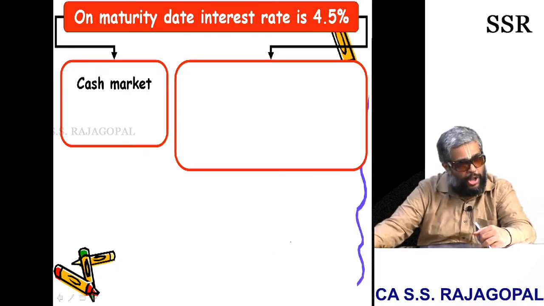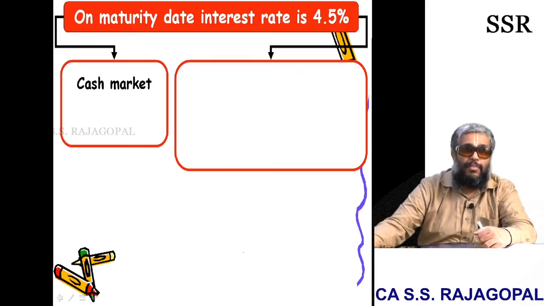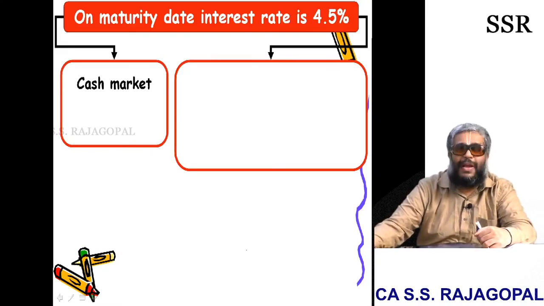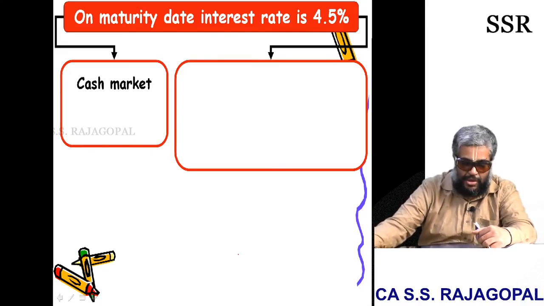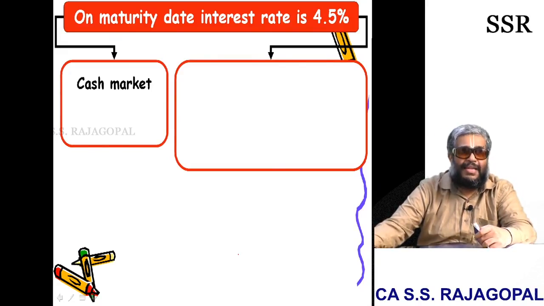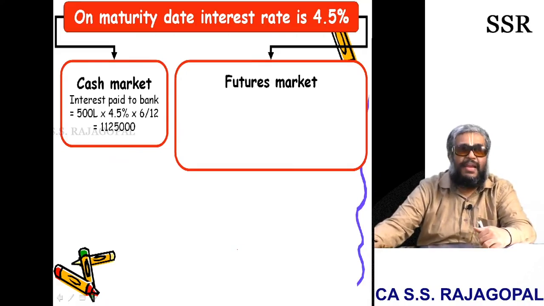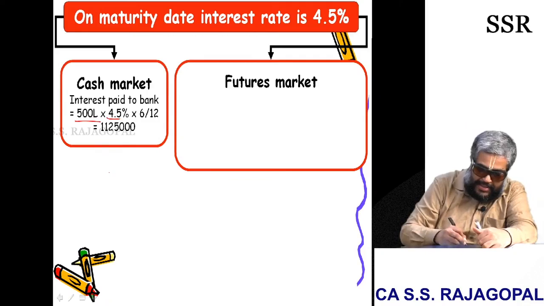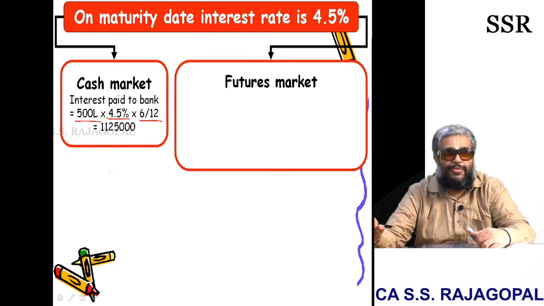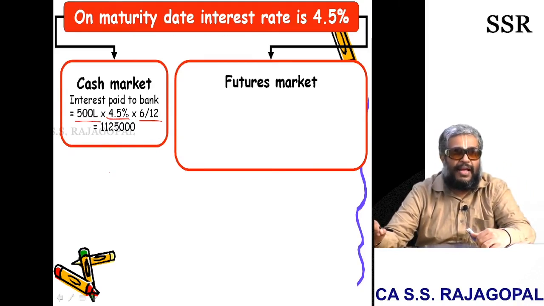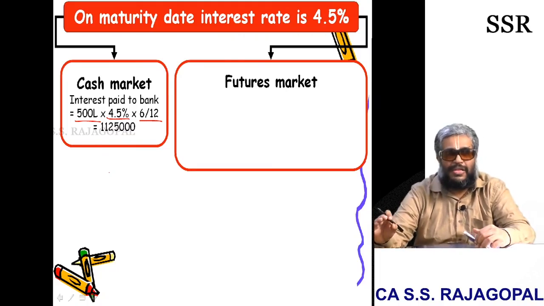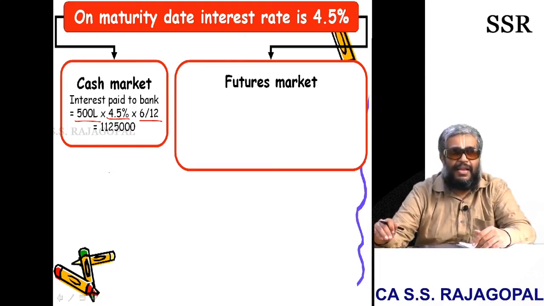In that, borrow rupees 500 lakhs at 4.5% for 6 months. Full stop. Continue writing. Interest paid is equal to 500 lakhs into 4.5% into 6 by 12, which is equal to 11 lakh 25,000. Everybody understanding it or not?